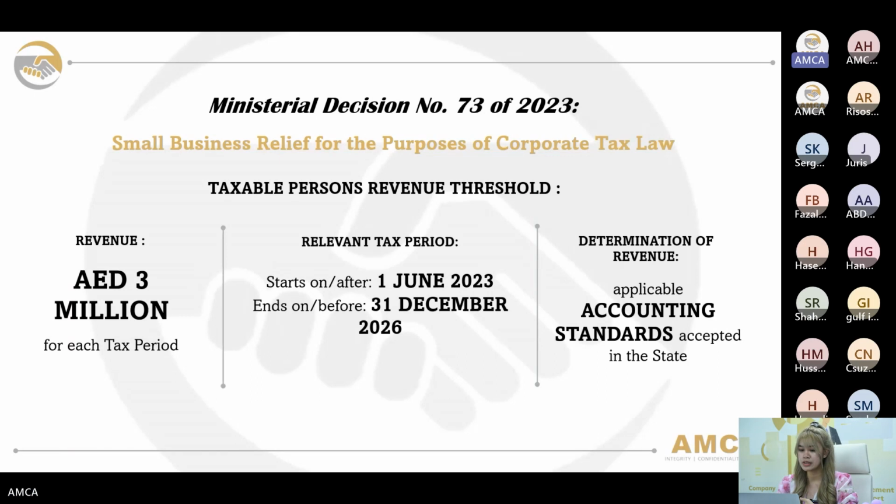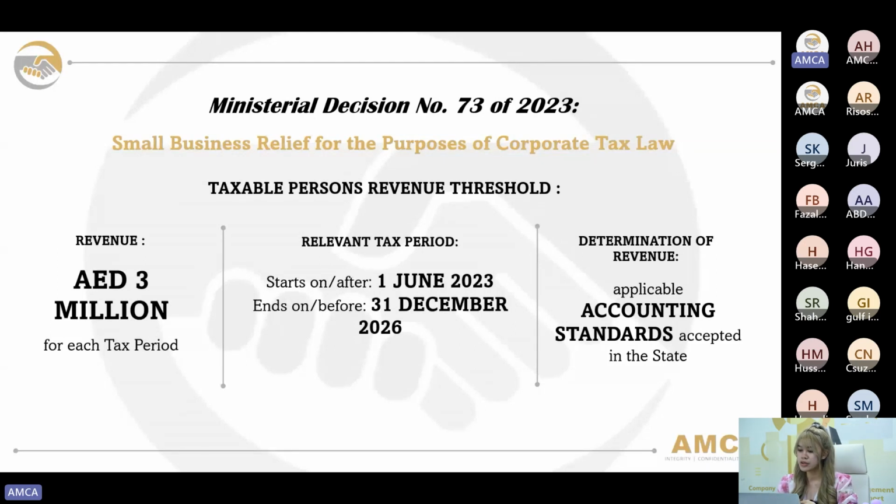On this specific decision, they have mentioned the revenue threshold, which is that for the relevant period and previous tax period, the taxable person must not have a revenue exceeding 3 million dirhams for each tax period. So a taxable person should not be able to elect to apply the small business relief if their revenue in any relevant or previous tax period has exceeded this specific threshold.